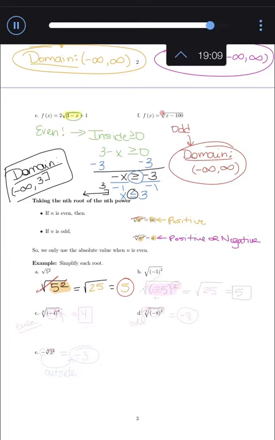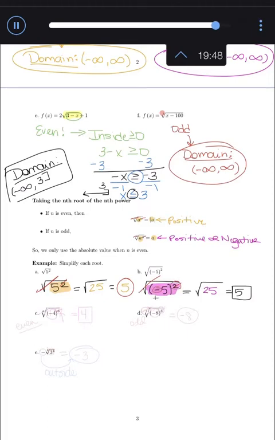However, look at this next problem, where we have the square root of negative 5 squared. What happens when you square a negative? Well, when you square a negative, you get a positive. So we'll end up with the square root of positive 25. Well, the square root of positive 25 is still 5.